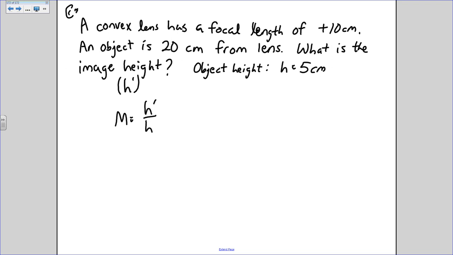So I have this convex lens that has a focal length of 10 centimeters. I have an object that's 20 centimeters away. I want to find, if the object height is 5 centimeters, how big is the image going to be? And then I can say some stuff about the image as I go along. I need to find the image distance first, then find the magnification, and then find the image height. So I have these formulae.